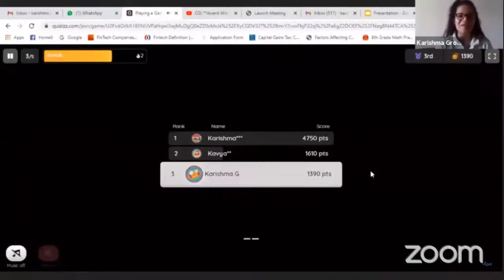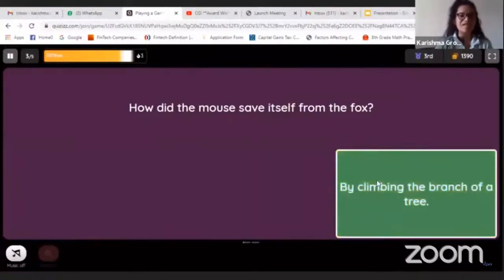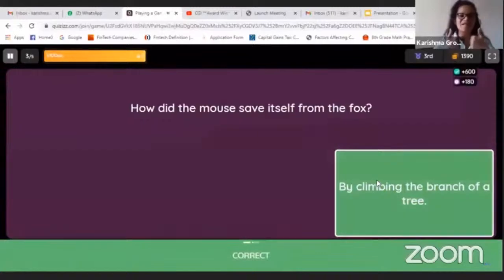Good job, guys. Okay, how did the mouse save itself from the fox? By hiding behind a rock? Did he hide behind a rock? No. By diving into the ocean? Did we see an ocean? No. By climbing the branch of a tree? That's what he did. So that's the answer. Good job, guys.